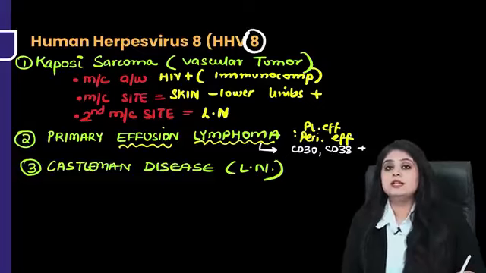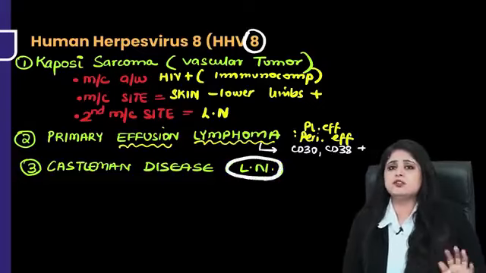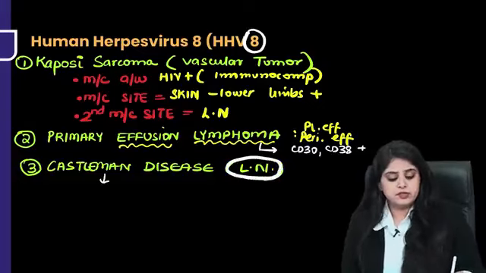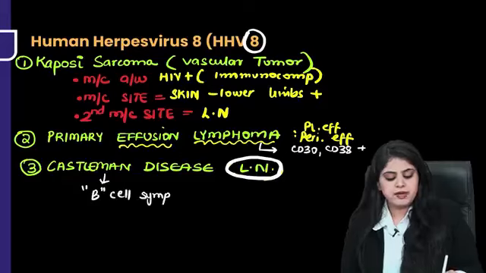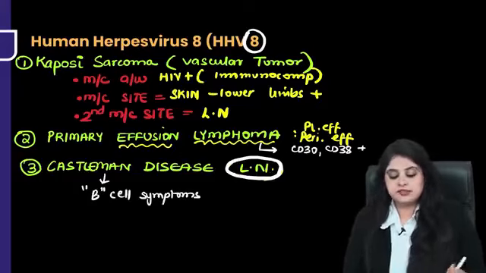Coming to the third one, Castleman disease. Castleman disease is a lymph node disease. It is not a cancer. It is a lymph node disease which tends to show you B cell symptoms. Guys, do you remember from medicine what are B cell symptoms? Patient will have fever, night sweats, weight loss, wo sare B cell wale symptoms. Yes, but again, this information is also important only for NEET and INI, not for FMG students.